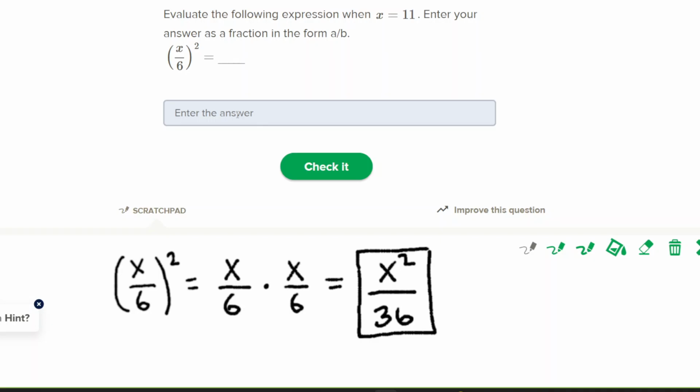All right, so entering the answer here, I'm going to put in my numerator in parentheses, x to the second power with the caret. The caret is above the 6 number. X squared in the numerator, and then slash, divided by, and then we have 6 squared, 36 in the denominator. Oh, I'm sorry. We were asked to plug in a value. My apologies. We were asked to find the value of this expression when x was 11.